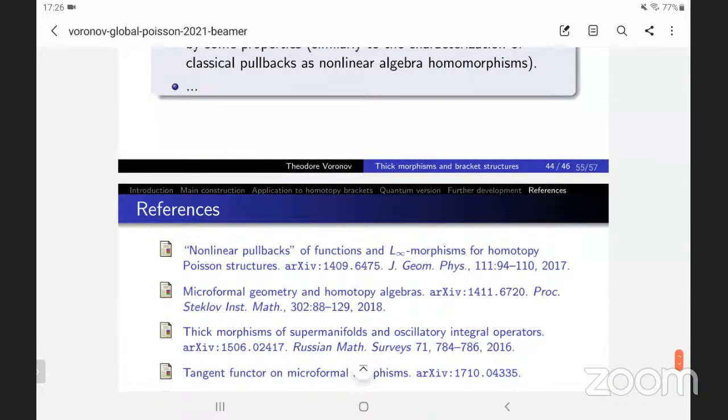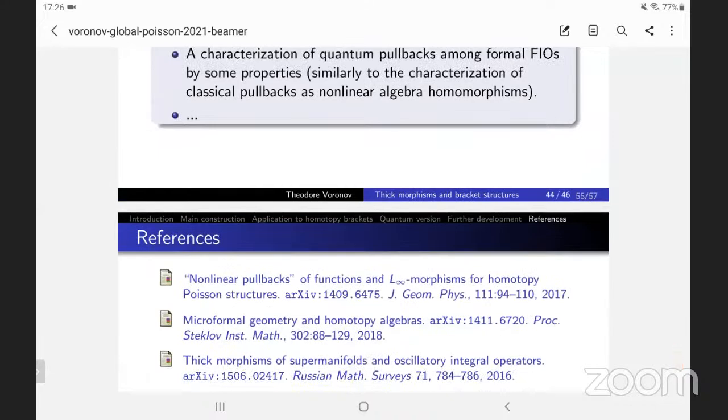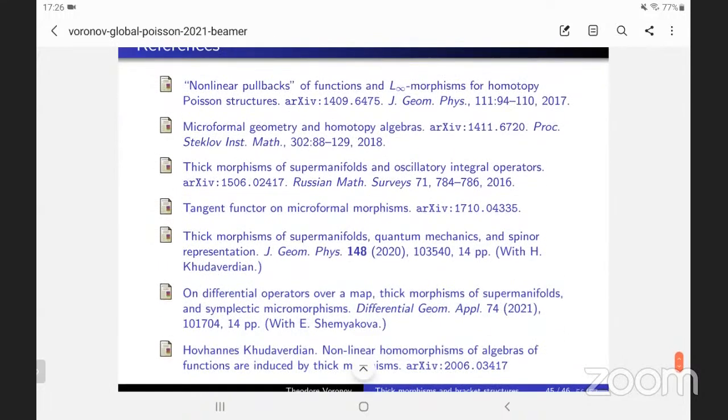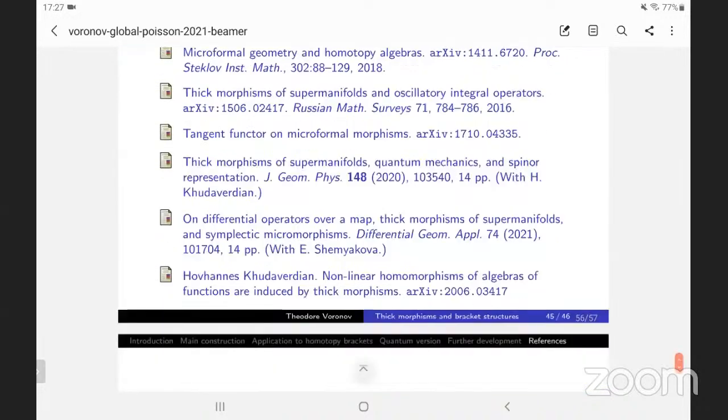So my time definitely is over, more than over, I would say. So this is just a list of references. Probably you're not going to make a photo of them. It all started from an earlier paper, which Voronov and I wrote in 2008 with Pike-Brecht. But the history of this non-linear pullback started from 2014, and hopefully still continues. So this is a reference for the recent paper by Voronov about non-linear homomorphisms of algebras induced by thick morphisms. This is an arXiv paper. And that's it.